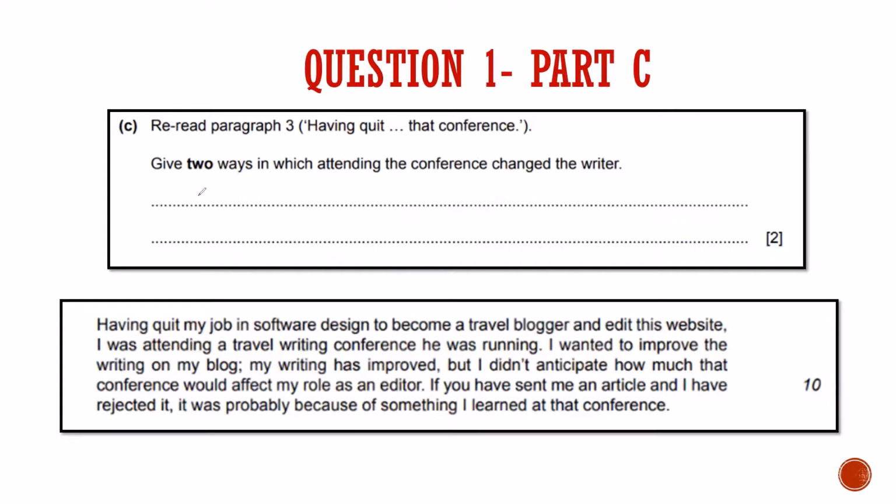Now we go to part C of question 1. Let me read the question first. Reread paragraph 3. Give 2 ways in which attending the conference changed the writer. So look at the marks given. There are 2 marks here. It means here we're looking for 2 ways that change the writer, right? So 2 ways means 2 marks.